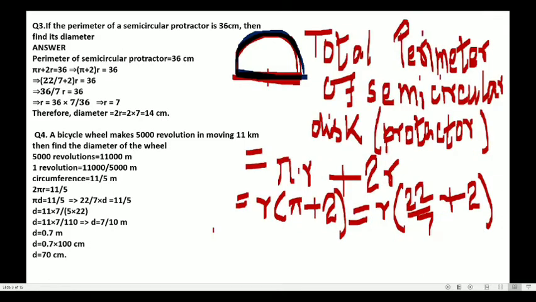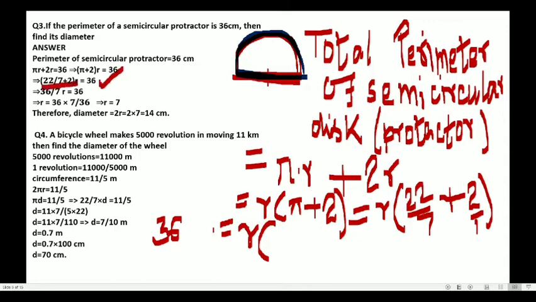I have written pi is 22 by 7 plus 2. You will add it up, and then 36 is the perimeter. 36 is equal to r times 22 by 7 plus 2. If you take the LCM, you can solve it. This is what I have done here.